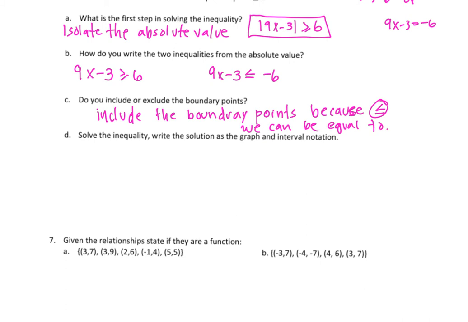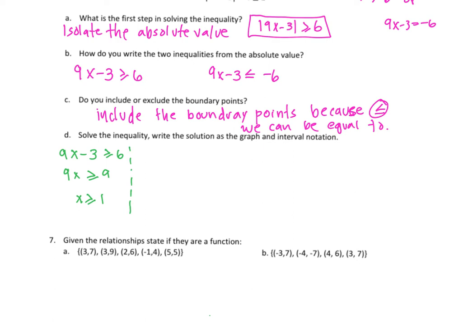Okay, solve the inequality, write the solution as a graph, and write the interval notation. I'm going to use a different color here, so this is the actual solving. Before I do the graph, I should solve those values. So 9x minus 3 is greater than or equal to 6. I add the 3 over. 9x is greater than or equal to 9. x is greater than or equal to 1. I do not flip that sign because I did not divide by a negative 9. I divided by a positive 9.